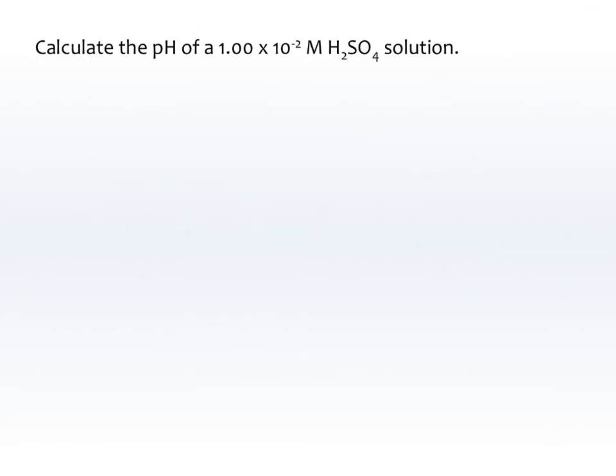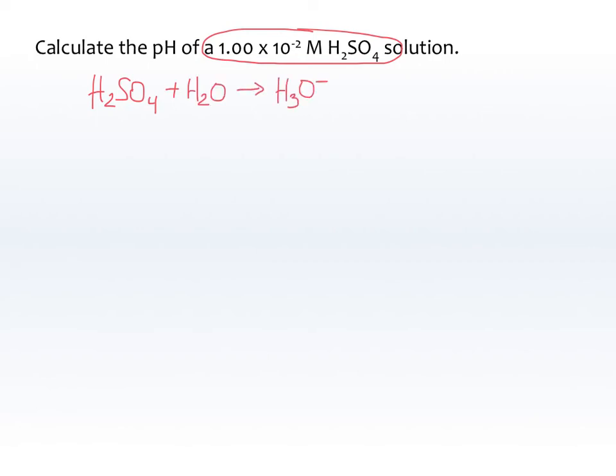The next problem looks very, very similar, except that now the concentration for that H2SO4 is a lot smaller than it was before. The math works out virtually the same, except you have a much lower concentration. So we'll have H2SO4 plus water makes H3O+ and HSO4-. Since this is a strong acid, all of that 0.01 will turn into H3O+ and HSO4-.